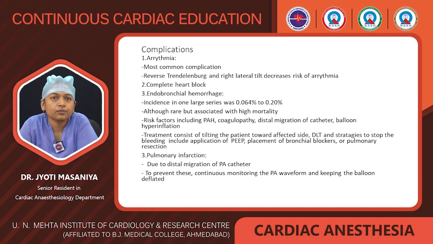Risk factors include pulmonary arterial hypertension, coagulopathy, distal migration of the catheter, and balloon hyperinflation. Treatment consists of tilting the patient toward the affected side and using a double lumen tube. Strategies to stop the bleeding include application of PEEP, placement of a bronchial blocker, or pulmonary resection.